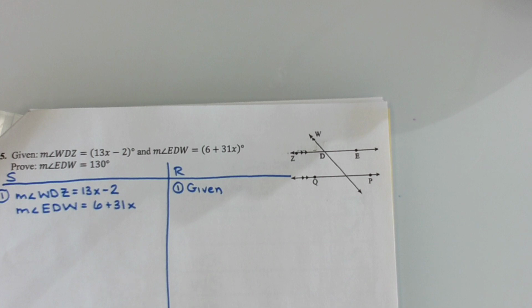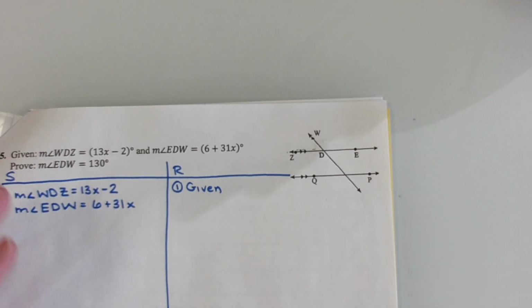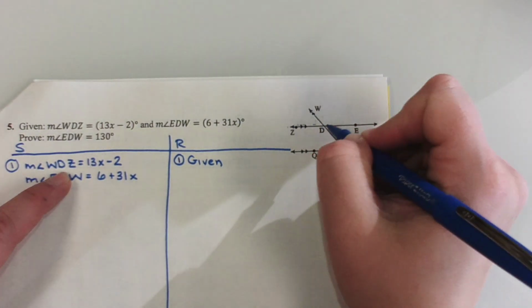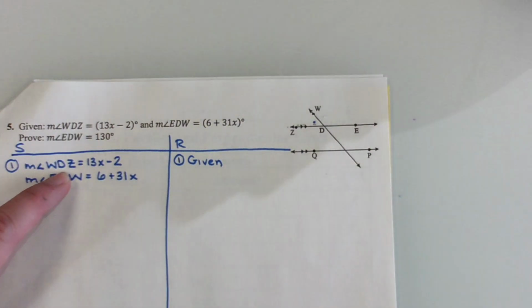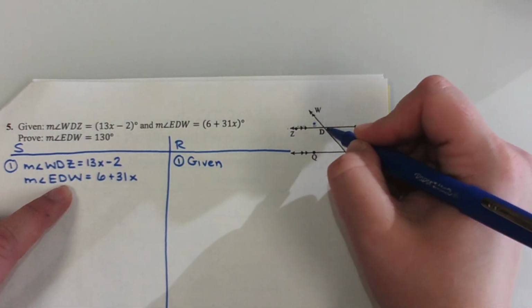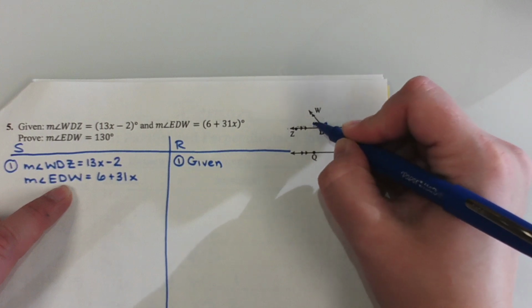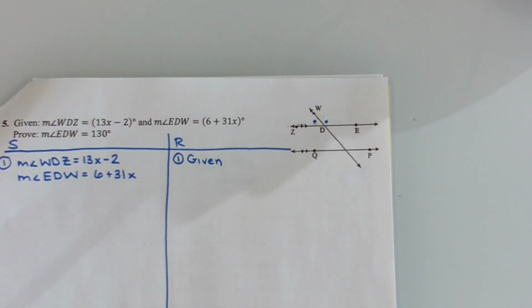Grab out your notes back. Page 13. If the angles are unmarked, like I just made them, look at me. Look at the angles that are in your proof. WDZ, and I put a mark on them. EDW, I put a mark on them. Now, yours are already marked in your picture, so you don't have to deal with that.